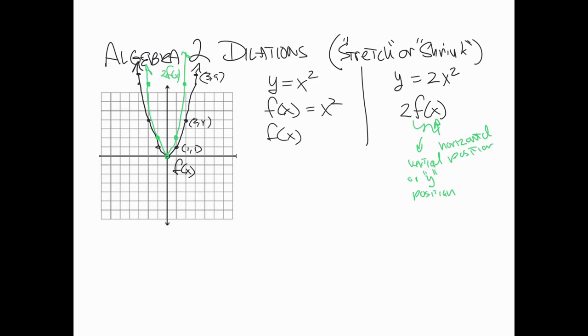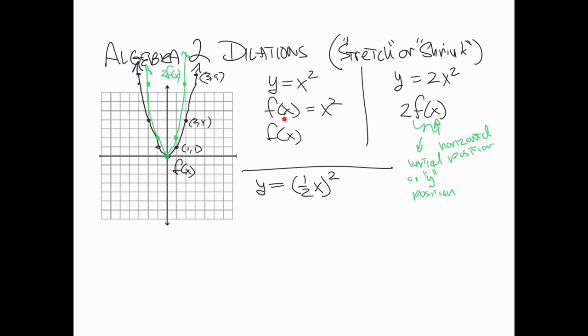All right, let's try a different one. So another type of transformation you might see in Delta Math would be an equation like this. Now let's not do that. Let's do 1/2 x squared. So inside parentheses, I have 1/2 times x, and that whole thing is squared. Now, what would that look like as a function transformation?